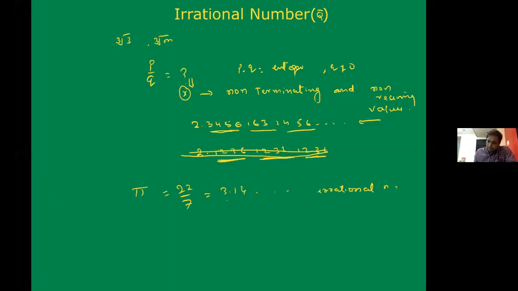Irrational number, because this is non-terminating. It will not terminate, and it is non-recurring; it's not recurring after 2 or 3 digits. Two or 3 digits recurring every time will not happen. So that's why this number is an irrational number.